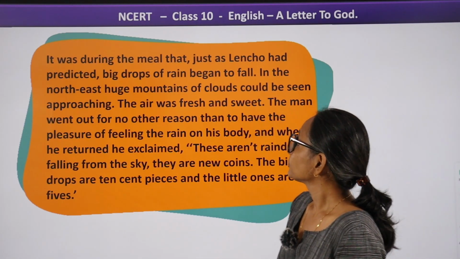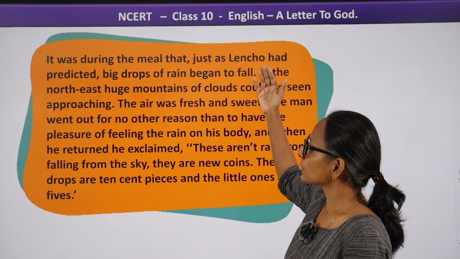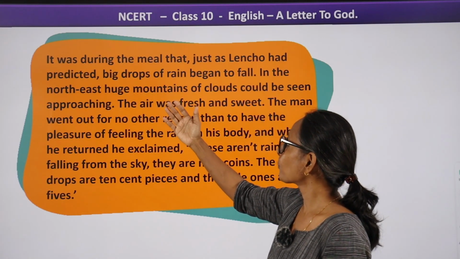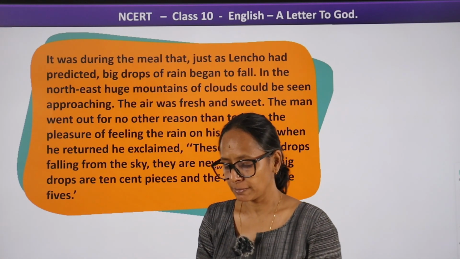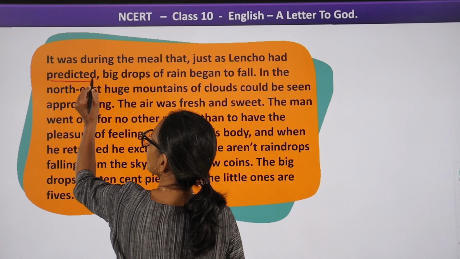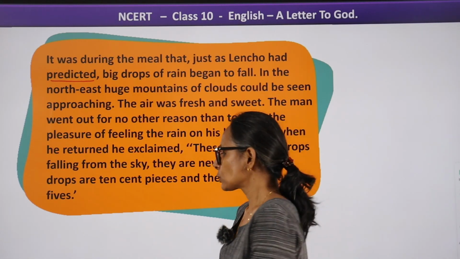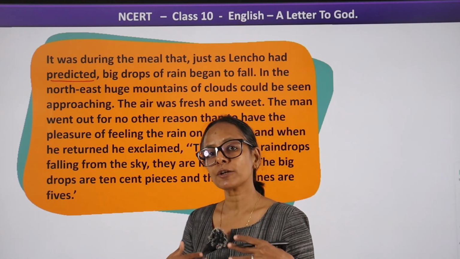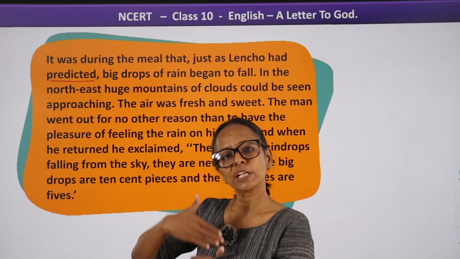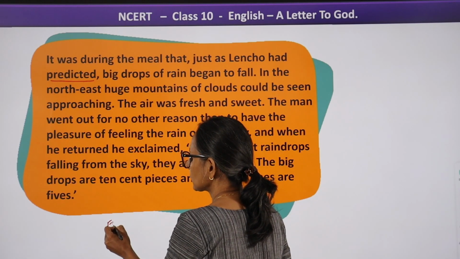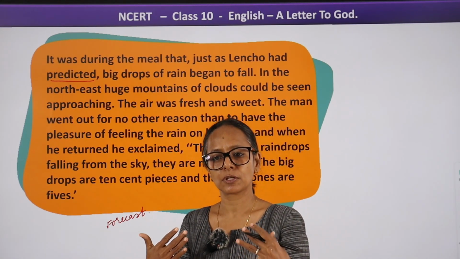The next paragraph. It was during the meal that, just as Lencho had predicted, big drops of rain began to fall. So here is one new word we should know the meaning of, which is predicted. What does predicted mean? It means to expect something, to forecast something. So about something that has not happened yet, you have an idea or you say that this is going to happen before the event happens. Predict is to forecast something that happens before the event does.